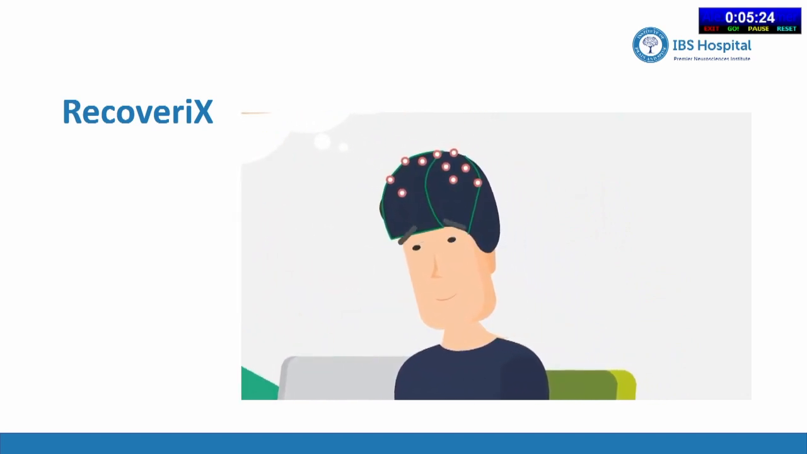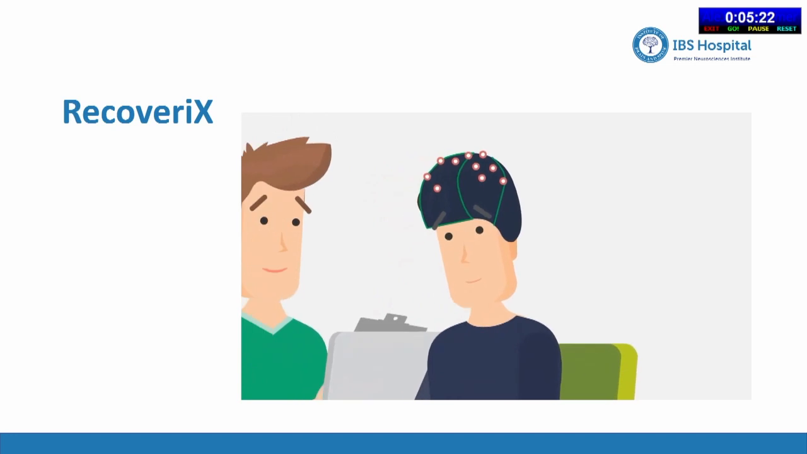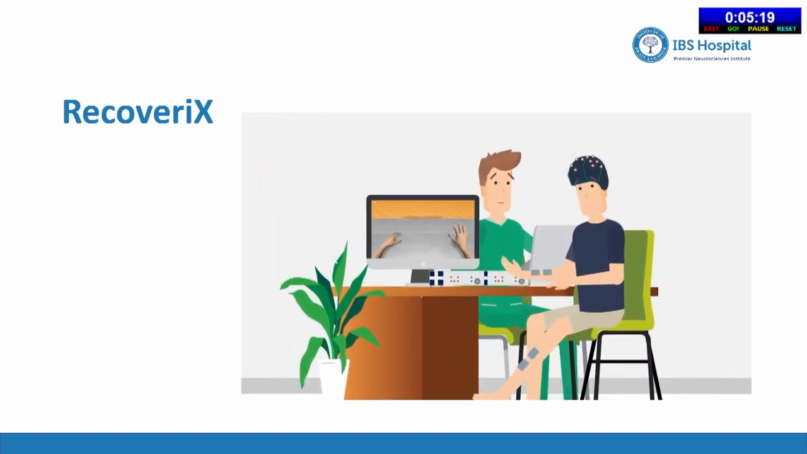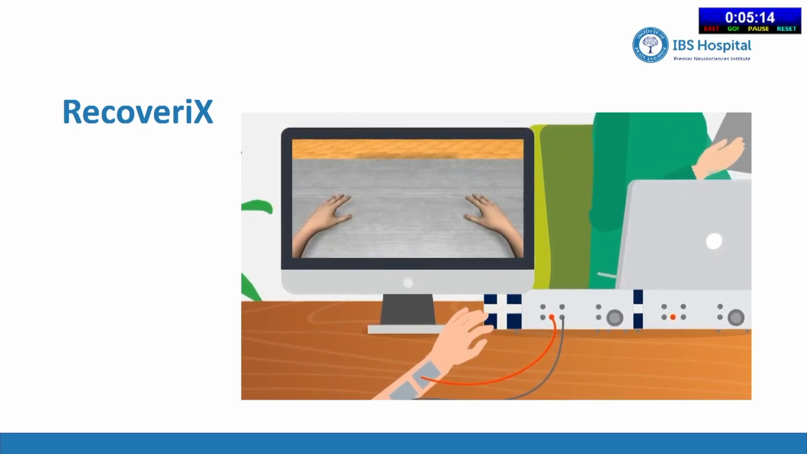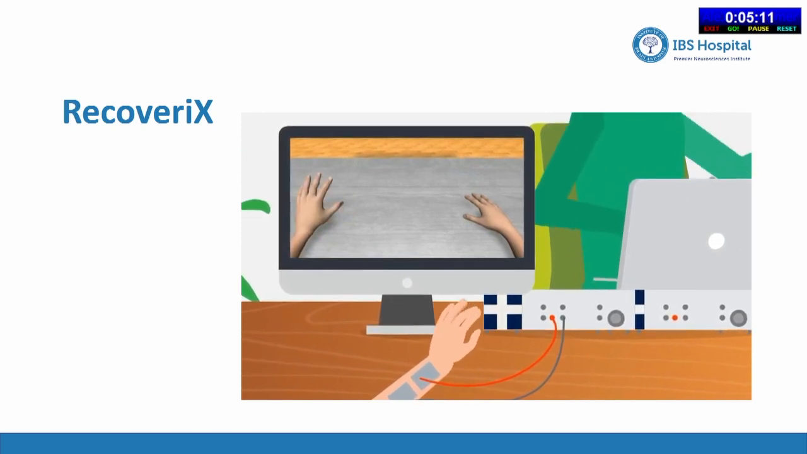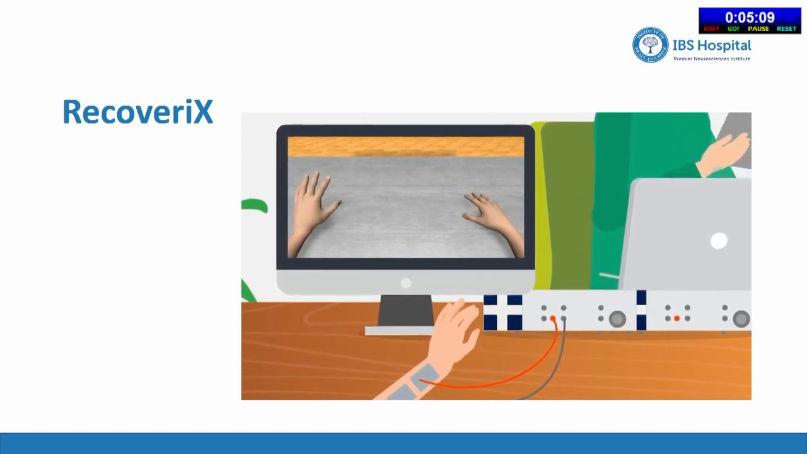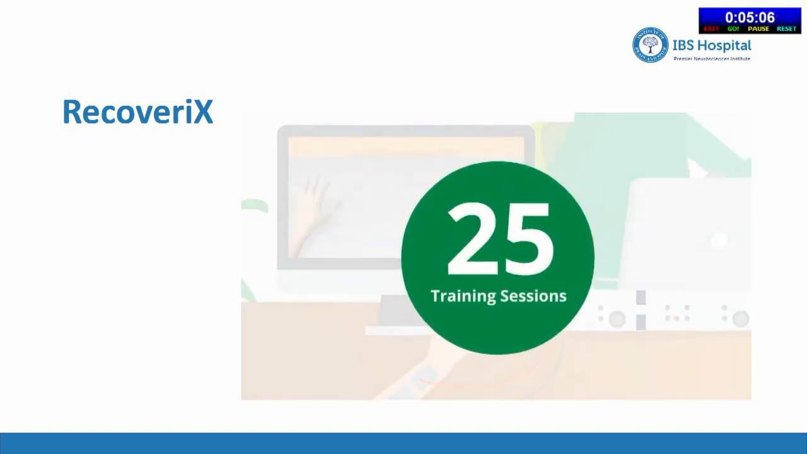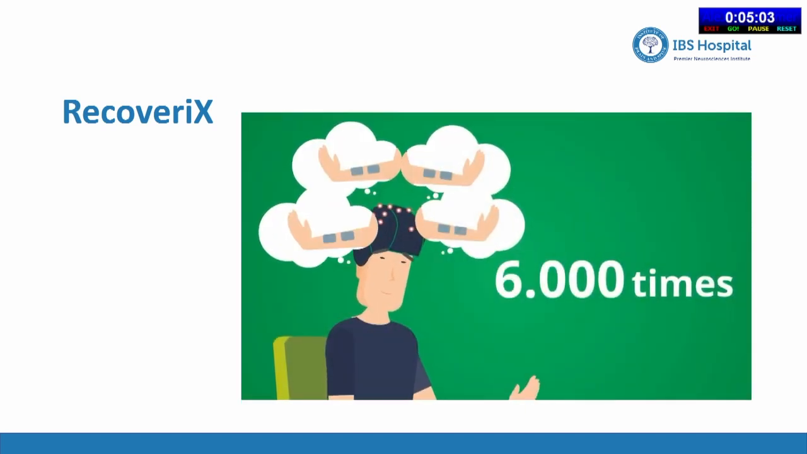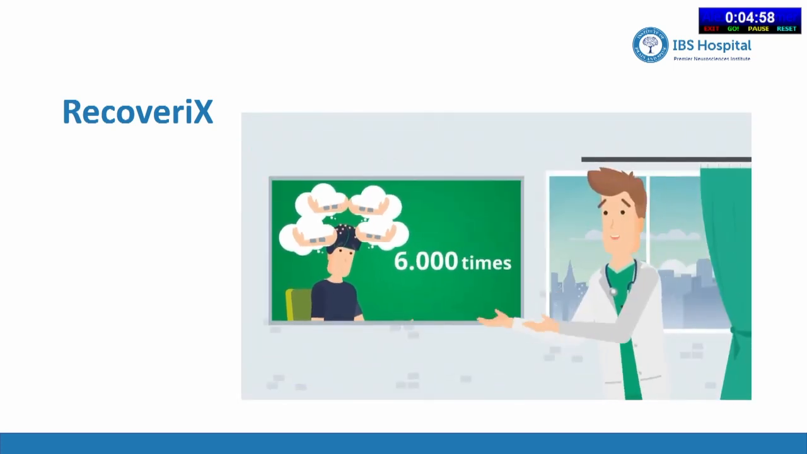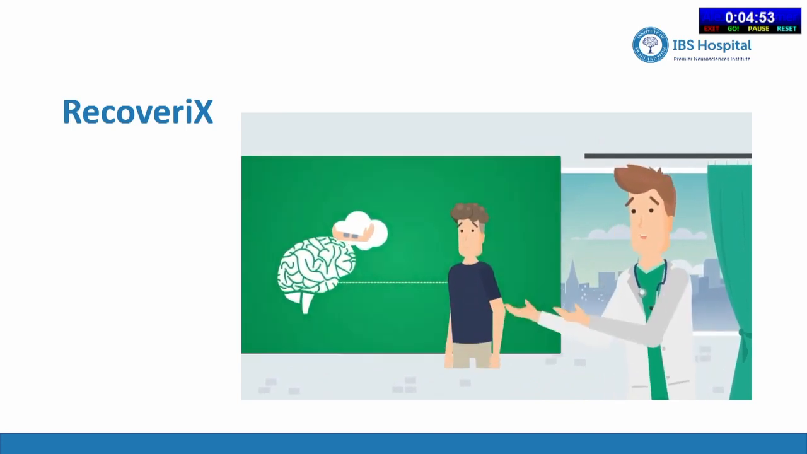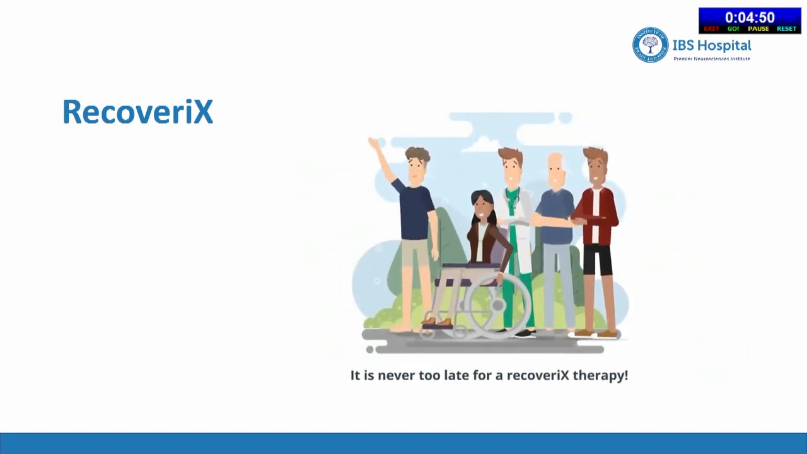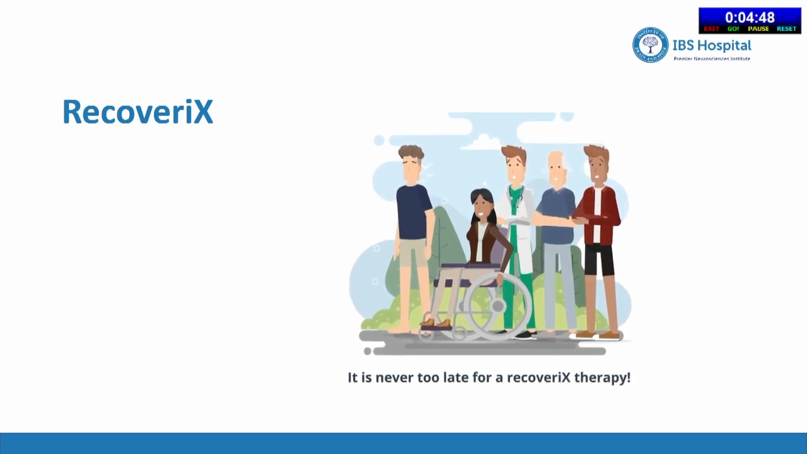Meanwhile, Recoverix measures your imagined movement using an EEG cap. This movement is then simulated on the computer screen by a virtual avatar. This gives you the impression of actually moving your impaired arm. At the same time, your impaired muscles are electrically stimulated in real time, resulting in real hand movement. Across 25 training sessions, we imagine your movement a total of 6,000 times. It's about as many times as it takes a child to learn to walk. This combination of motor imagery and real movement execution is the key to Recoverix's success. It is never too late for a Recoverix therapy. We've helped patients 10, 20, or 30 years after the stroke.